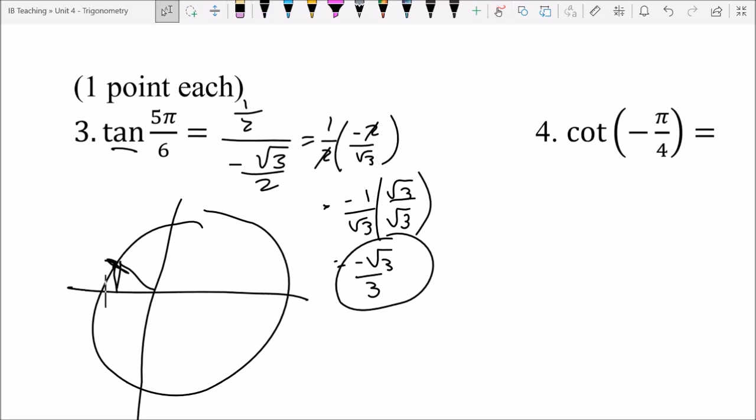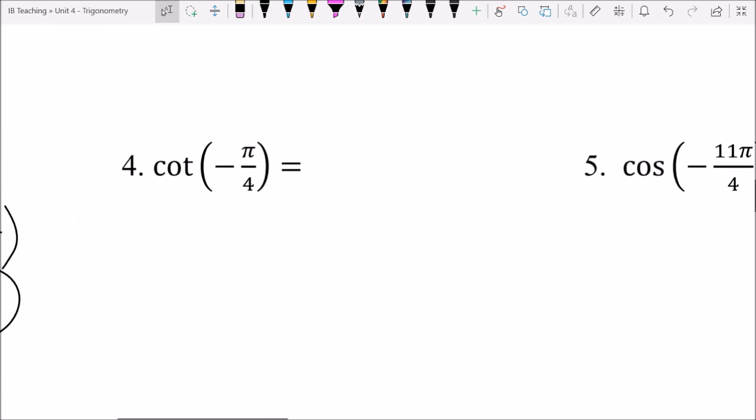Okay, let's do 2 more so you can make sure you understand the expectation fully. All right, this one I tried to be just a little bit sneaky by putting in a negative angle.